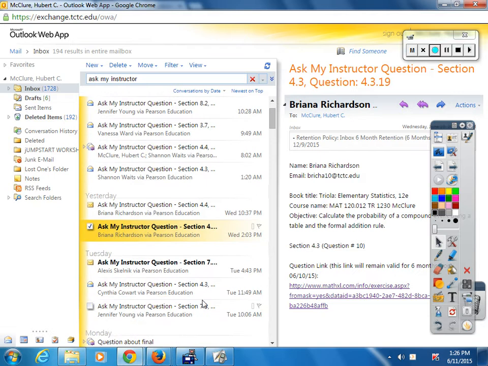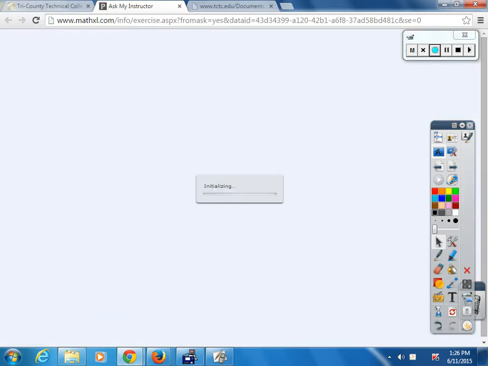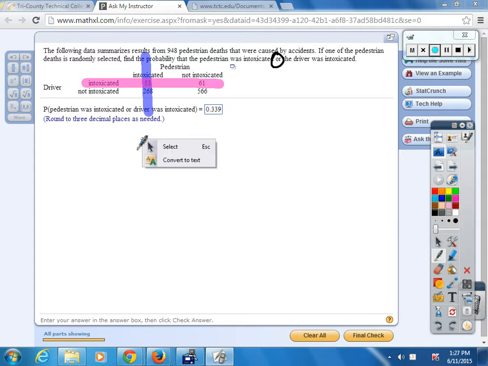I think that's it. Nope, here's one. 4.3, 1910. Just like the one we just did, we'll go through it right quick. Additive, blue, pedestrian intoxicated, and driver intoxicated. Blue is 53.